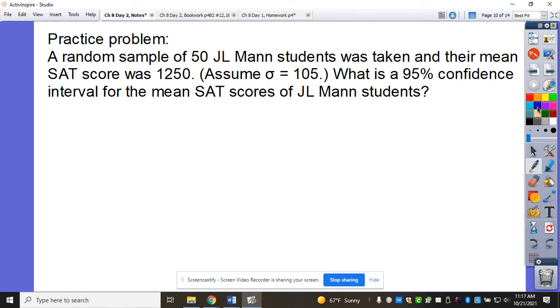So, marking on things. Just these first couple words, what should I mark? 50, random. That's fine. It tells me it's a random sample. What's taken and their mean? Anything there? Just that you're using mean. I'm using mean, I'm not using proportion. So SAT scores, context. What is my 1250?